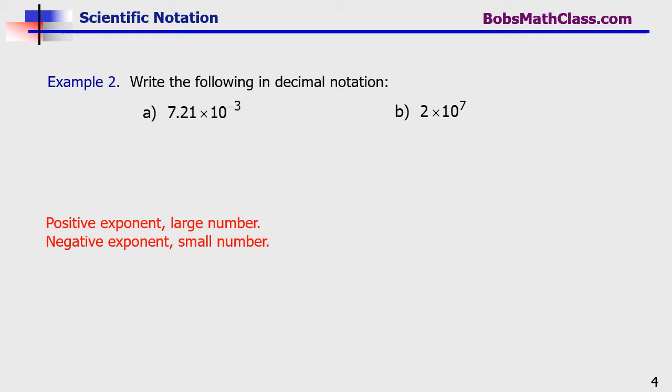All right, here's a couple more to practice. 7.21 times 10 to the negative 3, negative exponent, small number. Which way should you go? To the left. 0.00721.